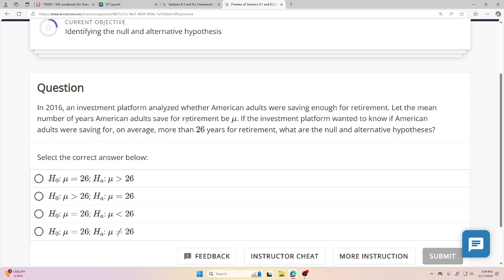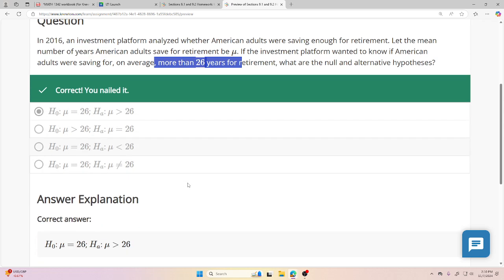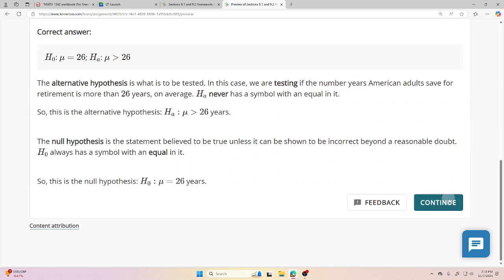Awesome. An investment platform analyzed savings. Let the mean be this. If the investment firm wants to know if Americans were saving on average more than this many dollars for retirement. That's the only thing that I'm seeing that's different. So which one? You like the first one? I think so too. It's greater than, more than. Again, it has the equal sign. Yep, that'll work.